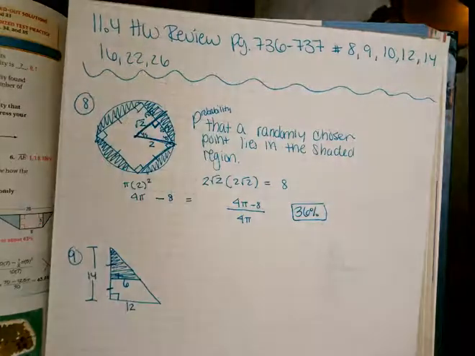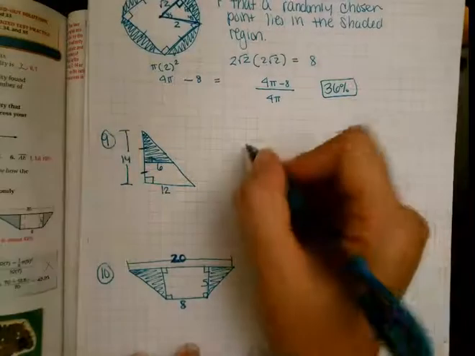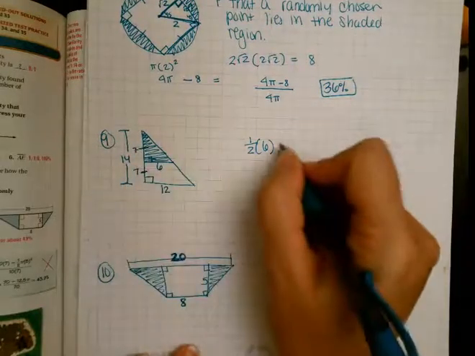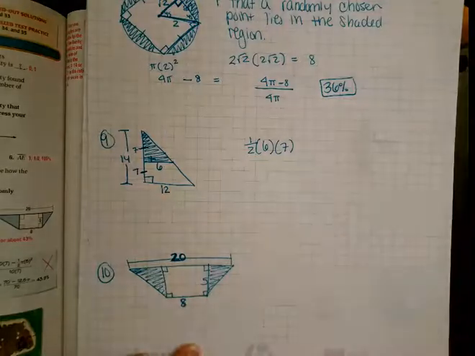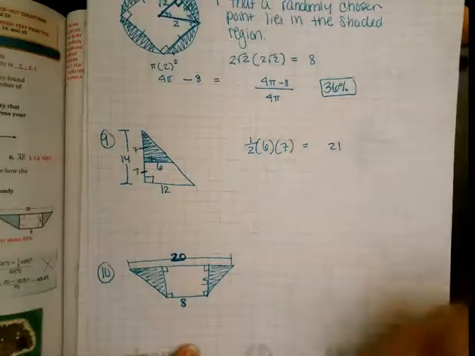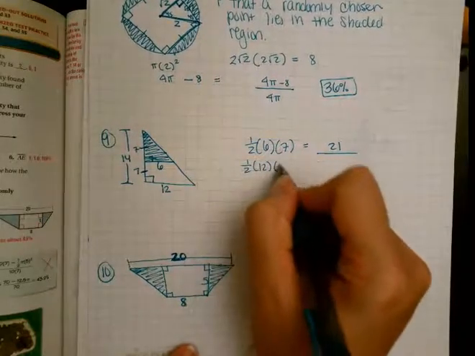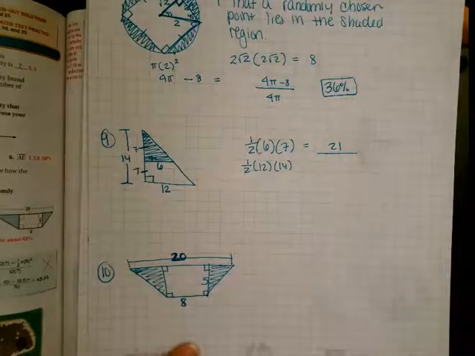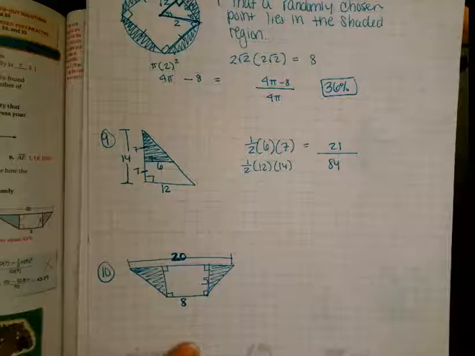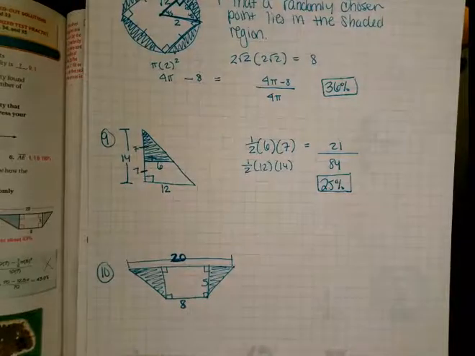Okay, 36%. Number 9, what we want is this shaded region up here, 1/2 base times height. If the whole thing's 14 and these are equal, half of 6 is 3, and 3 times 7 is 21. So that's the shaded region. What I want out of everything is the entire large triangle, 1/2 base times height. Half of 12 is 6, 14 times 6 is 84. 21 divided by 84 is exactly 25%, or 1/4.